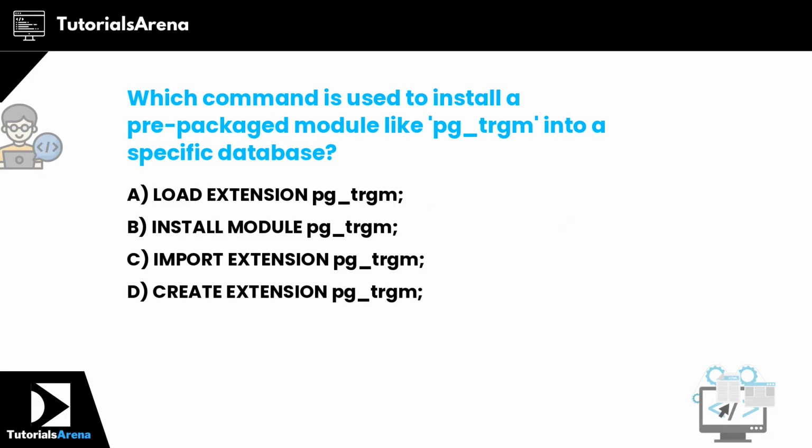Which command is used to install a prepackaged module like pg_trgm into a specific database? The correct answer is option D, create extension pg_trgm.